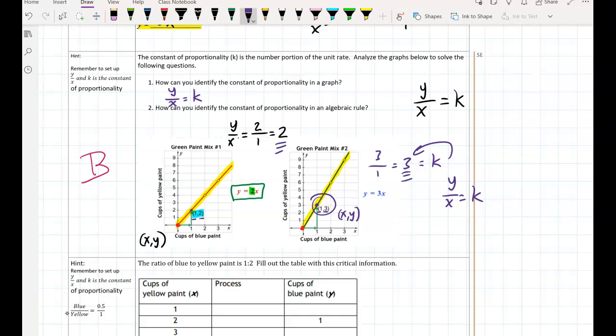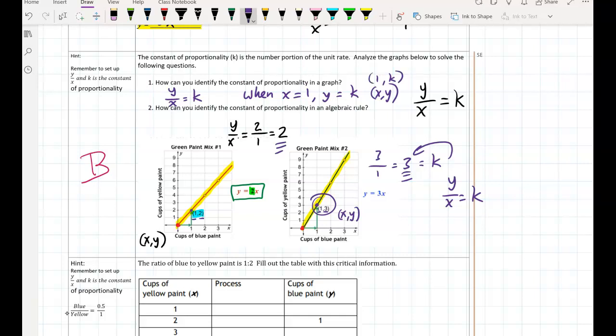So besides just taking any pair of points on a graph and dividing one by the other, you can say that when x is equal to 1, the y value at that point is equal to the constant of proportionality in that x, comma, y pair. When x is 1, y is the constant. How about that? That's beautiful.